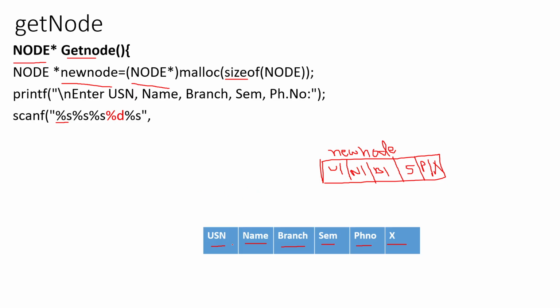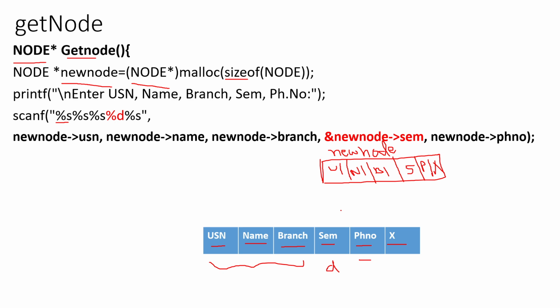So out of these five fields, first three fields are string, so that can be done with the help of percentage %s, and this is numeric percentage %d, and this is again string. That can be stored with the help of the variable new node and member name. New node of USN is this value entered U1. New node of name, new node of branch, see the difference. For primitive type of data, the same is a primitive type of data, that is integer, so we have to use ampersand. For all the other things, not required.